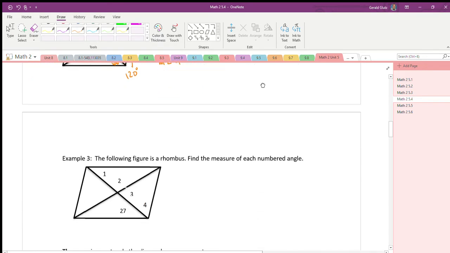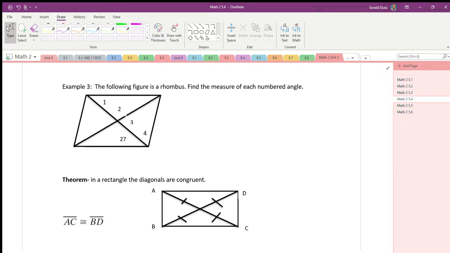Now moving on to the next page. Again, the following shape is a rhombus, and you've got to find the measure of each angle. I recommend pausing the video and seeing if you can do this on your own. These are all 90 degrees because the diagonals of a rhombus are perpendicular. So the measure of angle 2 is going to be 90 degrees, as well as the measure of angle 3 is also 90 degrees.